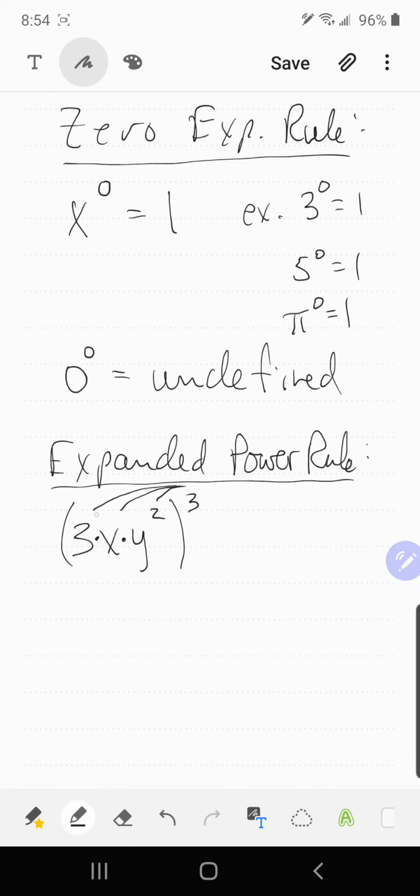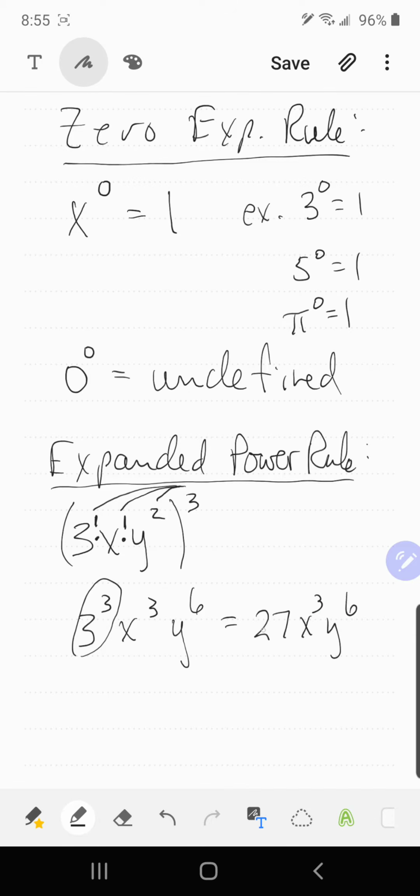So the understood power for 3 here is a 1. So 3 times 1 is 3. The understood power for x is 1. 3 times 1 is 3. And y has a squared, so 3 times 2 is 6. And then if you wanted to go ahead and expand that a little bit more, we can evaluate 3 to the third. 3 times 3 times 3, 27. x to the third, y to the sixth would be our final answer.